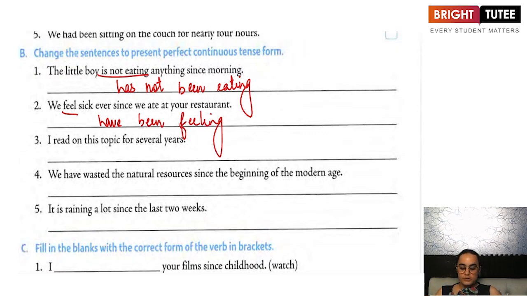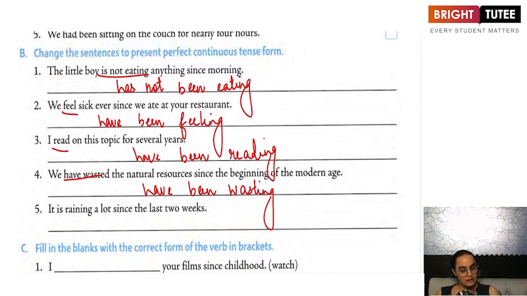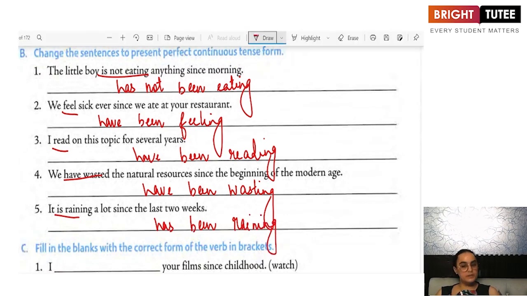I read on this topic for several years. I have been reading on this topic for several years. We have wasted the natural resources since the beginning of the modern age. We have been wasting the natural resources since the beginning. It is raining a lot since the last 2 weeks. It has been raining a lot since the past 2 weeks.